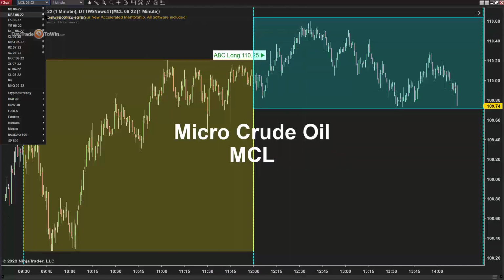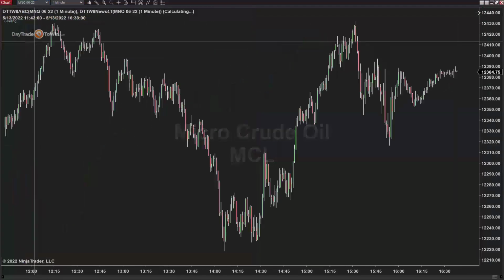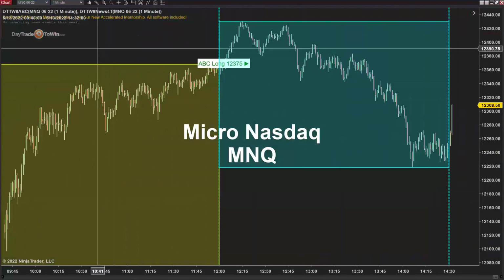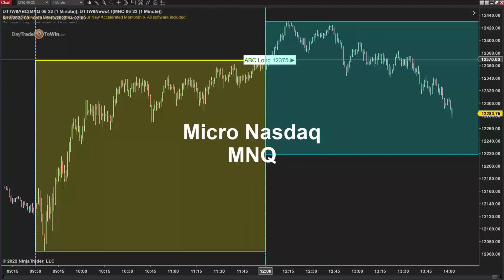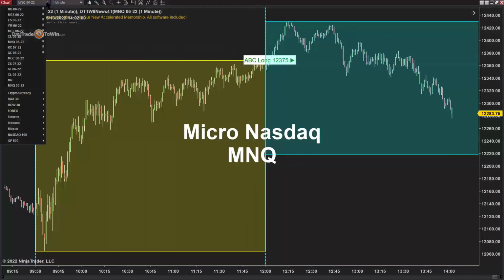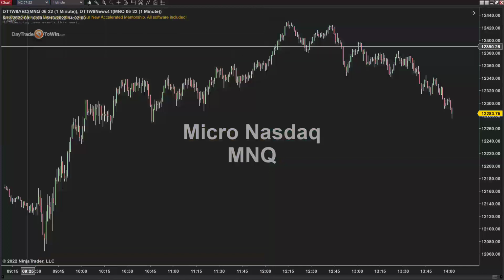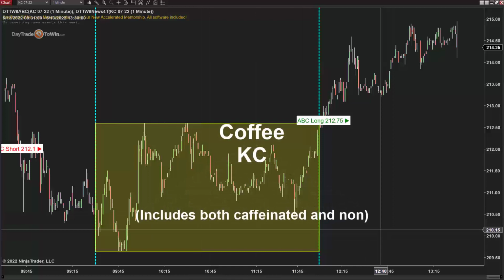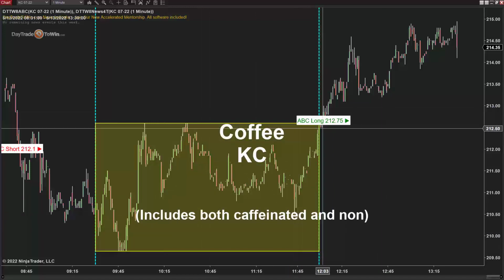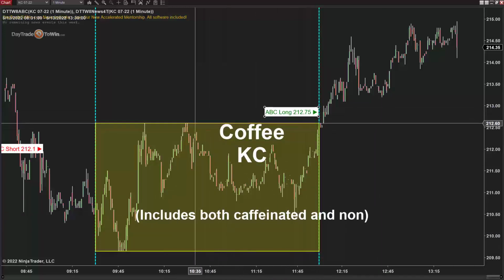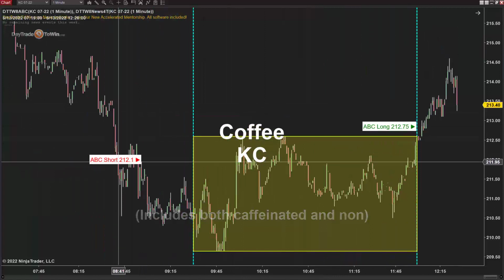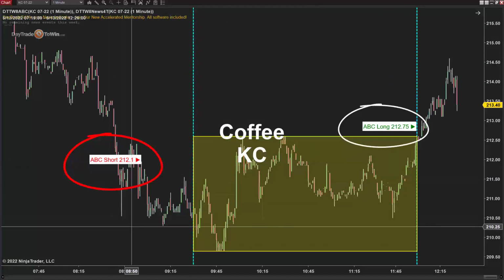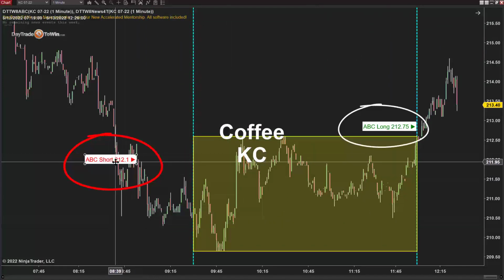Let's take a look at another market. Say we took a look at the NASDAQ. This is the mini NASDAQ here. So this is again another long opportunity on the mini NASDAQ. We can take a look at the coffee market. For those of you who trade coffee or soybeans or corn or wheat, this is another opportunity here to go long on the coffee market, and there's actually a short earlier to go short here at 212.